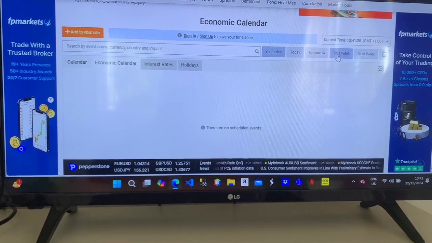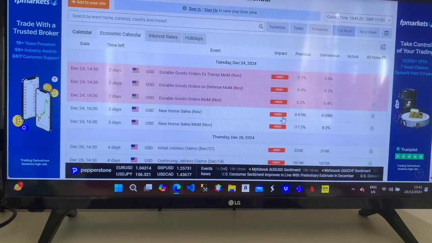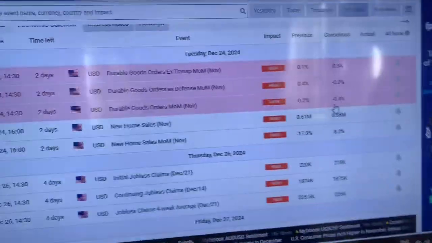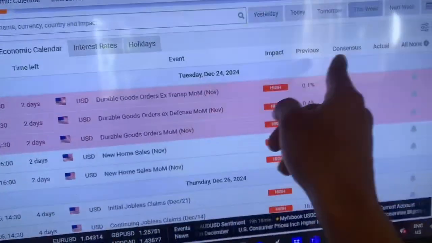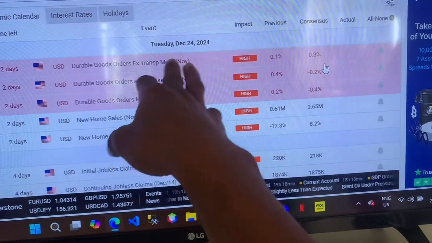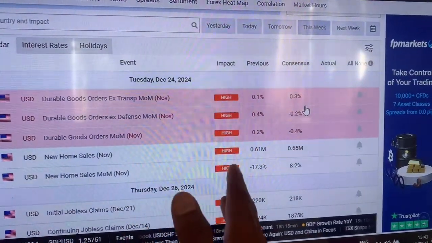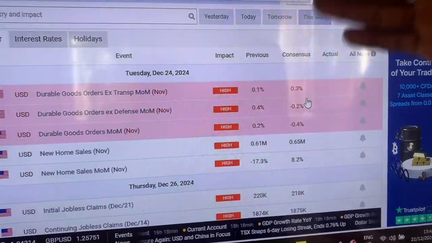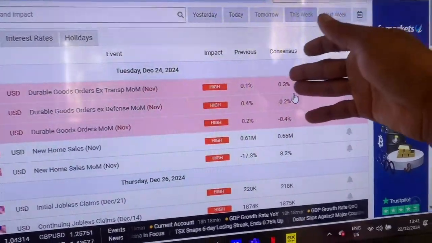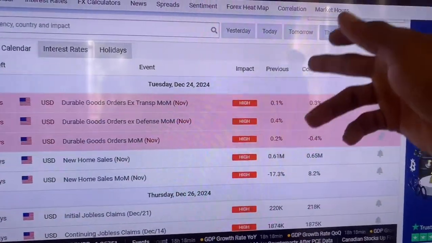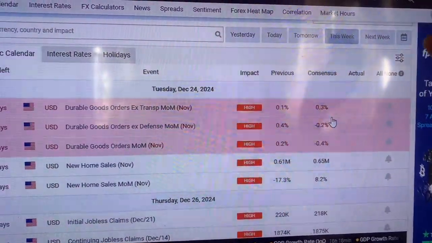So then what I do is I look at the news. As you all can see, this place is previous, so they will give you the data for the previous. As for durable goods orders, this is only high impact news. So these are the news that are very important. They will give you the previous figure. How much was the percentage? The consensus is what they are predicting. The prediction is not yet out, right? So the prediction is 0.3 according to economists, right?